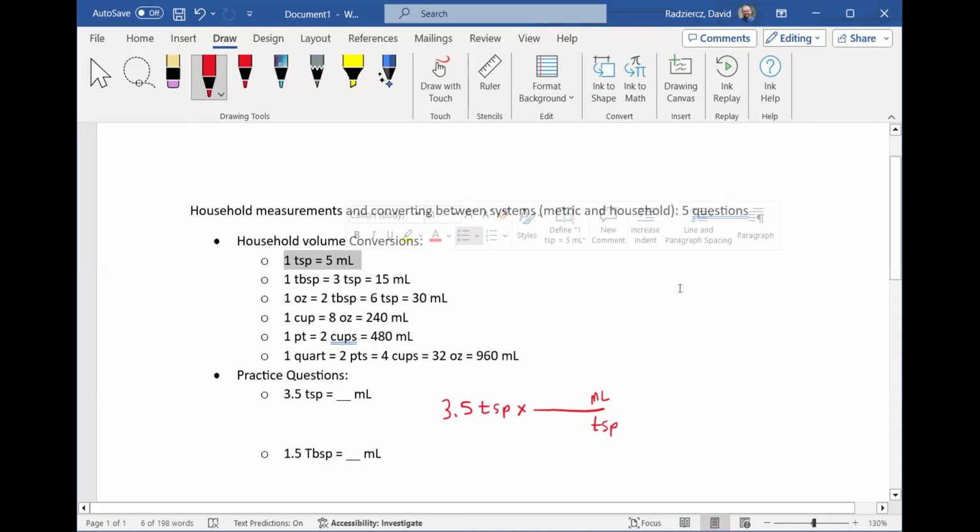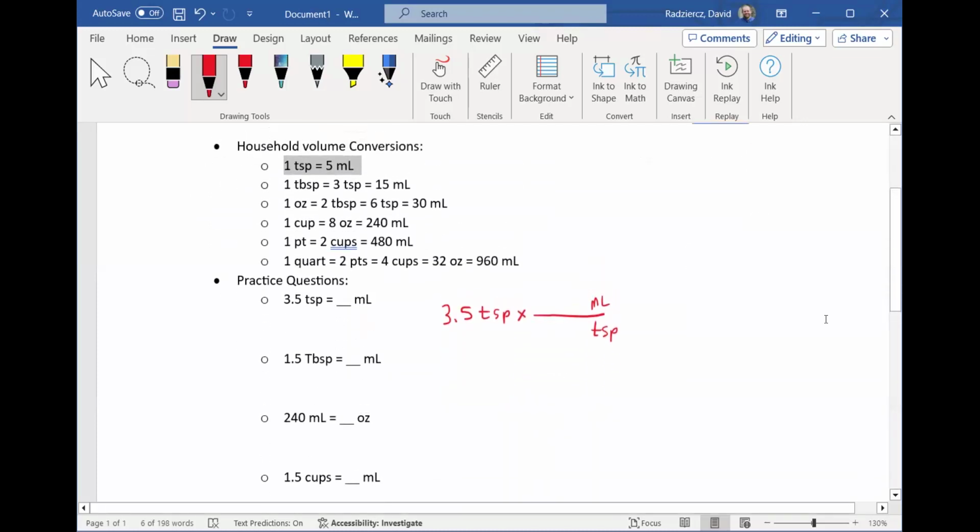I'll also challenge you the next time you're in your kitchen and you're measuring out something, look at your measuring spoons, even if you never use those things. Look at your teaspoon. It'll also say 5 milliliters. It's a way to kind of remember that conversion.